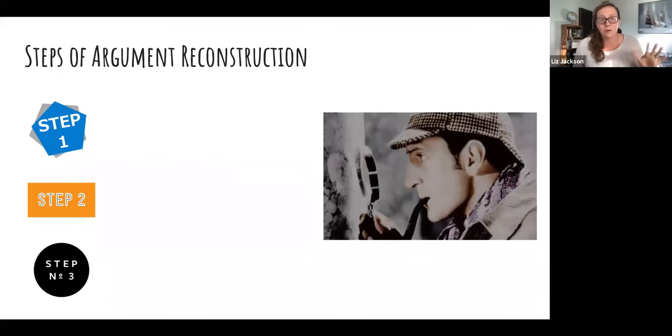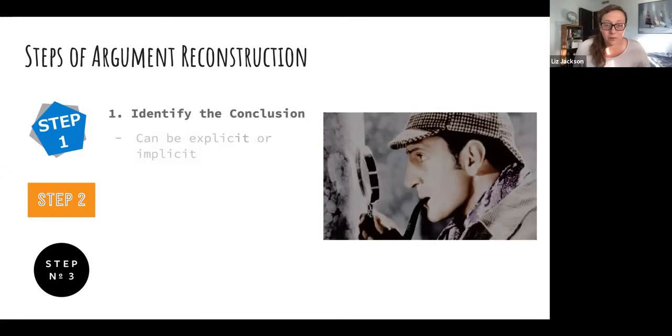Okay, so within step 2 of argument analysis, argument reconstruction, there are 3 main steps, and that's going to structure our discussion today. The first step is to identify the conclusion. What is the author trying to get you to believe? What is the author arguing for? Conclusions can be explicit or implicit. They can be explicitly stated or sort of implied based on what the author's saying.